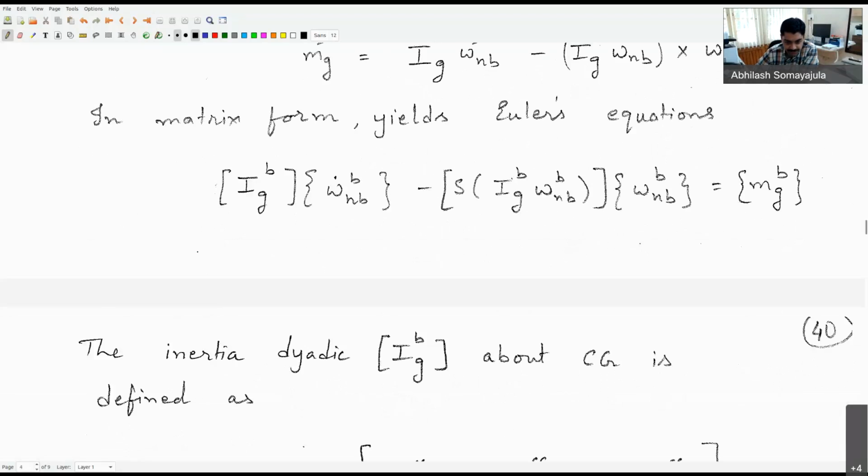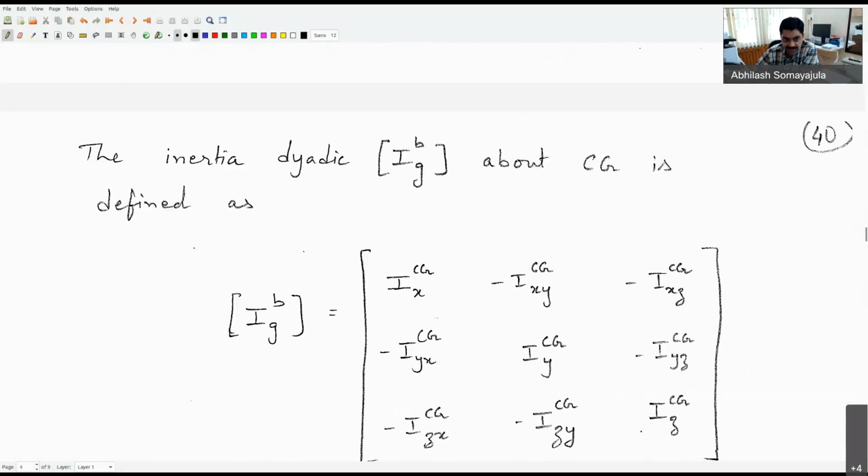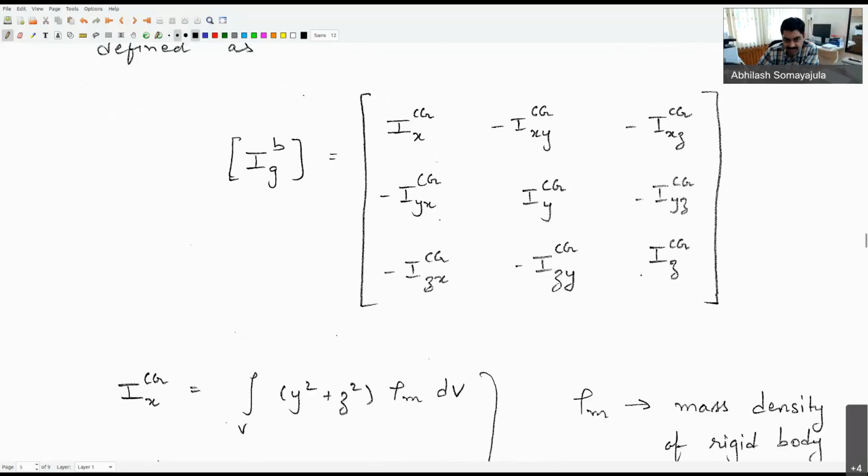Okay, all right. Now let's talk about this inertia matrix before we go any further. This inertia dyadic basically is a 3 cross 3 matrix, and it is defined as it has 6 unique terms, and this inertia matrix will always be symmetric, which means that if I take IGB, it is equal to IGB transpose. Okay, it's always symmetric.